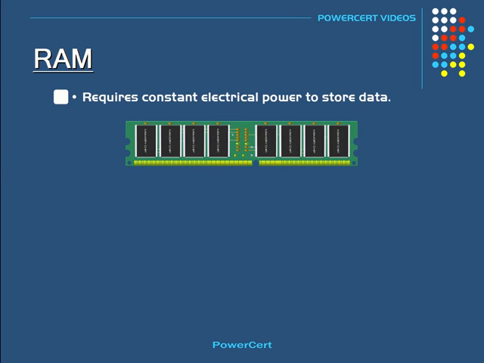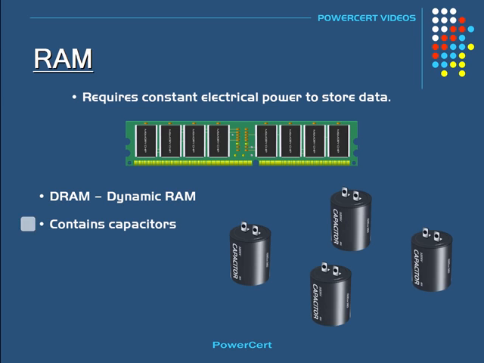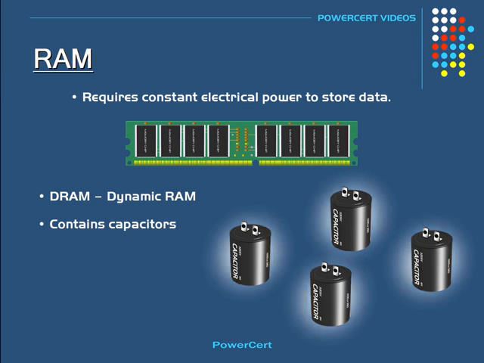RAM requires constant electrical power to store data, and if the power is turned off, then the data is erased. RAM also comes in different types, such as dynamic RAM or DRAM. DRAM is memory that contains capacitors. A capacitor is like a small bucket that stores electricity, and it's in these capacitors that hold the bit of information, such as a 1 or a 0, because that's how computers read data, which is ones or zeros.